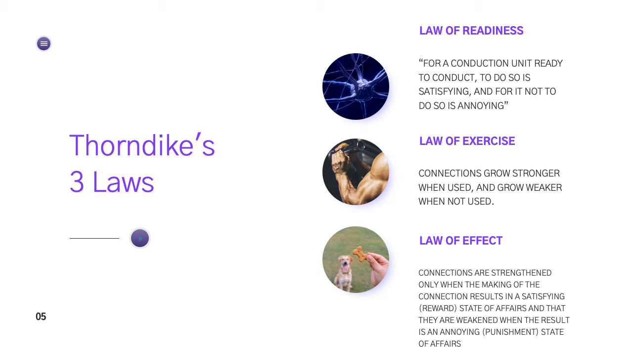Thorndike specified three conditions that maximized learning, which we also refer to as the three primary laws: the law of readiness, law of exercise, and law of effect. Let us discuss each one in more detail.